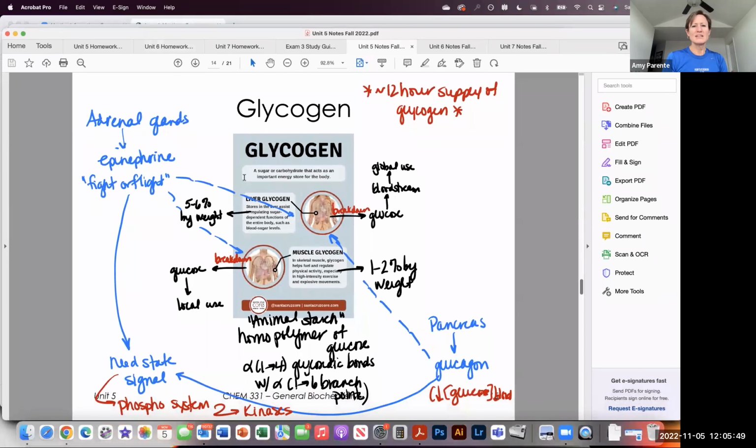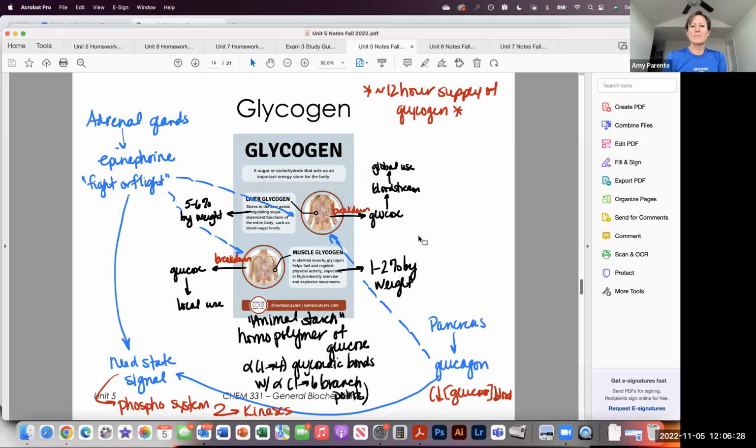We talked about the signals that would cause you to break down glycogen. Your adrenal glands can secrete epinephrine. Epinephrine is a stress hormone, like, hey, we might need to fight or run away, but regardless, you need to give some glucose to my muscles so that I can do that. It's a need state signal that ultimately is going to initiate a cascade. We will learn about this in Biochem 2, but it will allow us to break down glycogen into glucose so muscles have that energy to fight or flee.